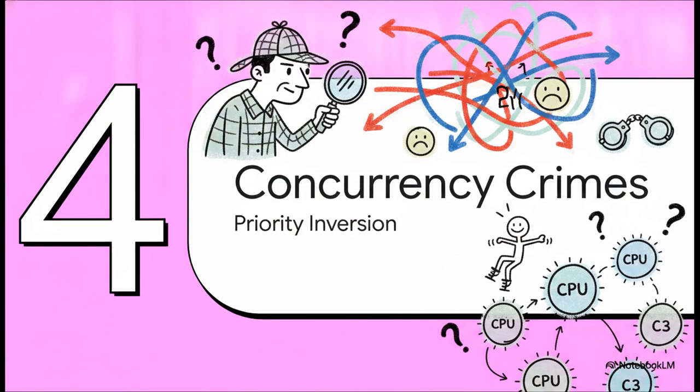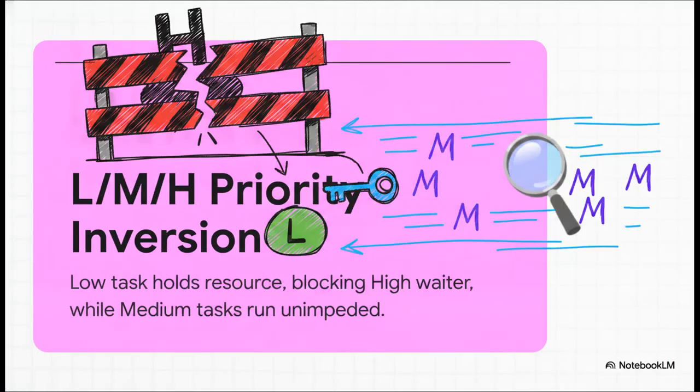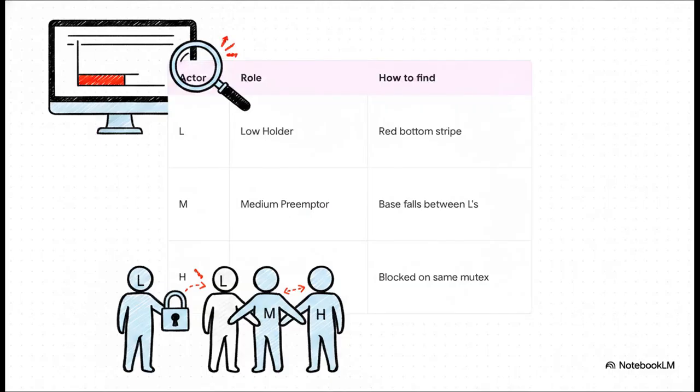Which brings us to Section 4, Solving complex concurrency crimes, catching priority inversion and core bouncing. This is where we tackled the most notorious RTOS bugs out there. Think of classic priority inversion geometry as a literal crime scene. You've got medium tasks, RM suspects, stealing time, while a critical high-priority task, H, is stuck waiting on a resource that's being hogged by a low-priority task, L.